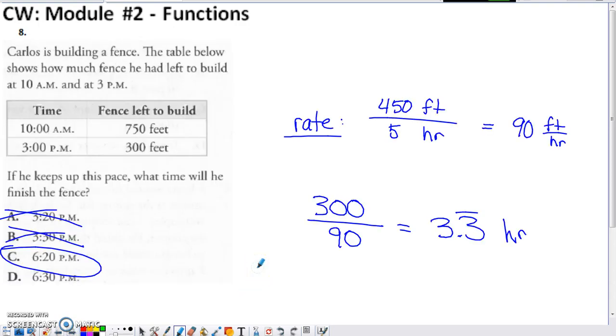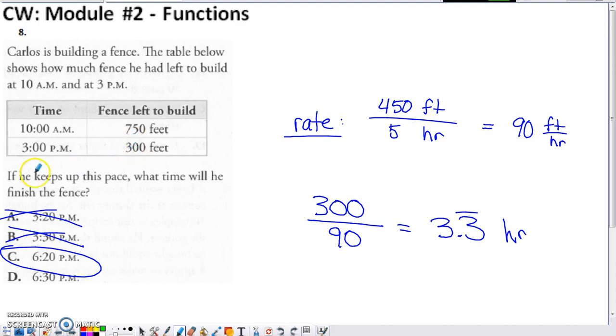Number 8 from that same page is definitely one of the trickier ones that was on the page, and it's talking about someone who's building a fence. And they tell us that at 10 a.m. that person had 750 feet of fence left to build, but then they continued to build, and by 3 p.m. they were down to only 300 feet remaining to build.